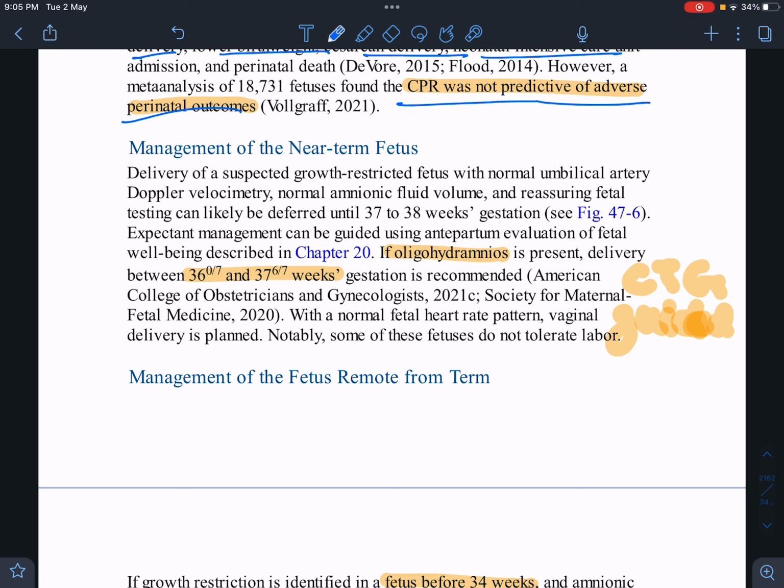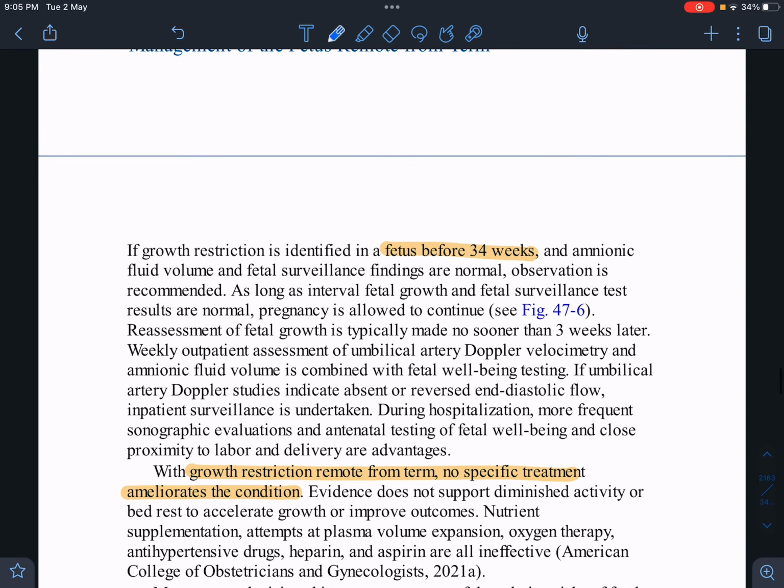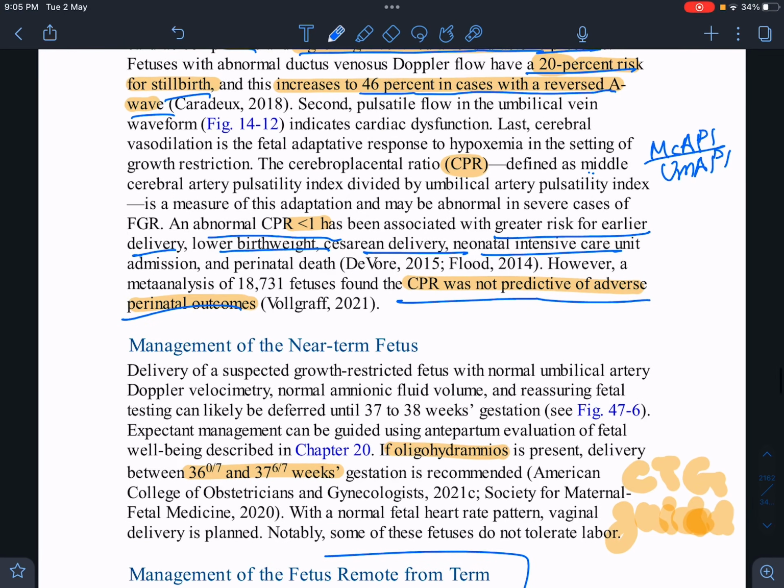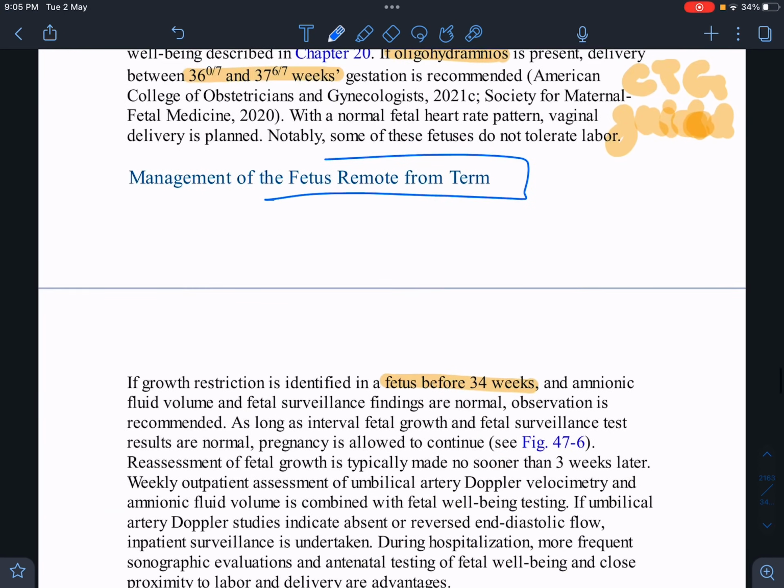Now, when the patient is near term, I think it is better to do an AFI and BPP and evaluate the termination of pregnancy, as in when to deliver. Now this is when they are near term. Okay, but what if they are remote from term?